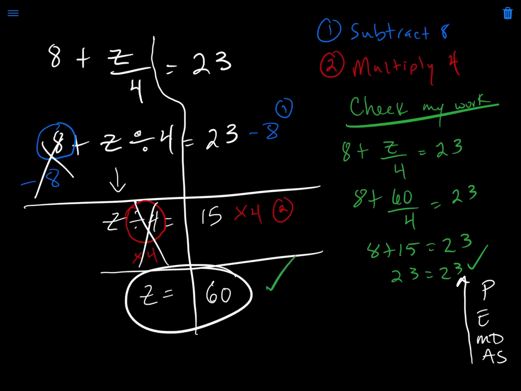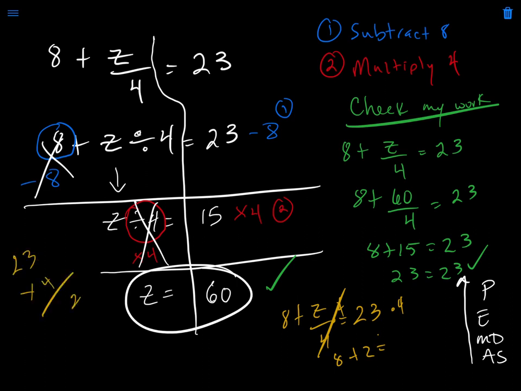Bam. The key here is to remember, if I had multiplied by 4 first, I would have gotten the wrong answer. Let me do another thing here. If I went ahead and did 8 plus z divided by 4 equals 23, multiply both sides by 4. So this goes away. So it'll be 8 plus z is equal to 23 times 4. I'm running out of space here, so forgive me. That's 92, right?